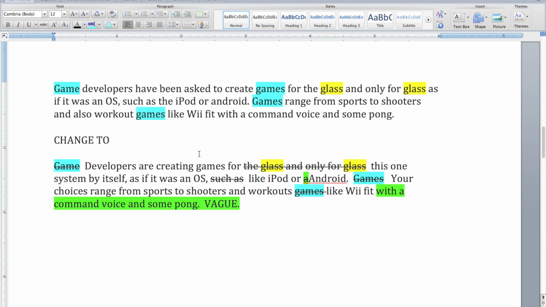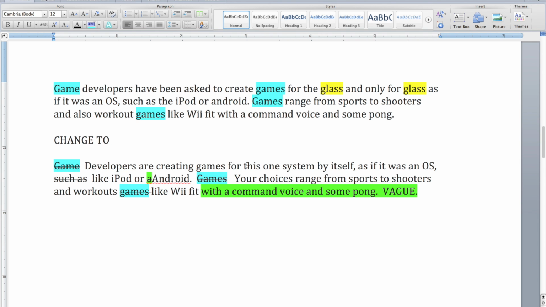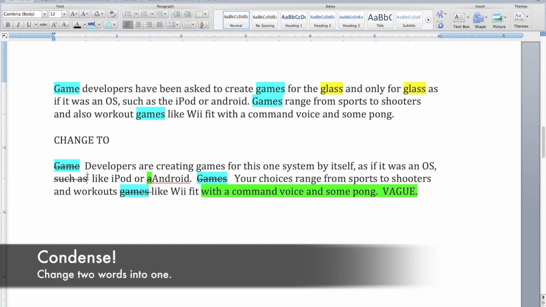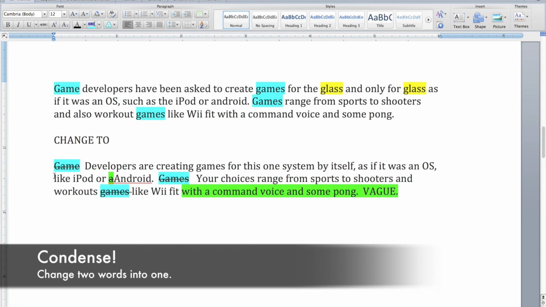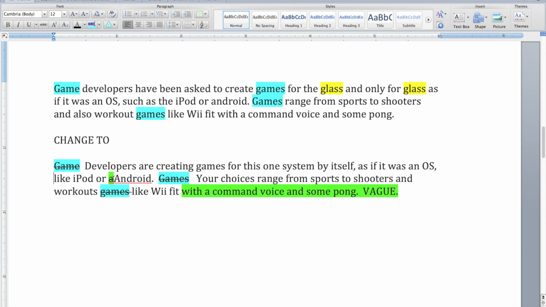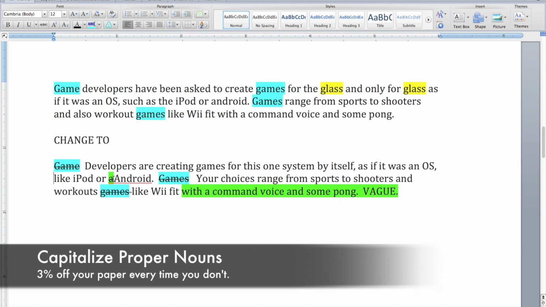Developers are creating games for the glass and only for the glass is what the students wrote, but I changed it to this. Developers are creating games for this one system by itself. Because what is it? It's a system. So we don't need to say it's the glass and only the glass as if it were an OS. Instead of such as, I changed it to like. I'm changing 2 words into one. Like iPod or Android. Notice they didn't capitalize Android. It's a proper noun. So capitalize it.